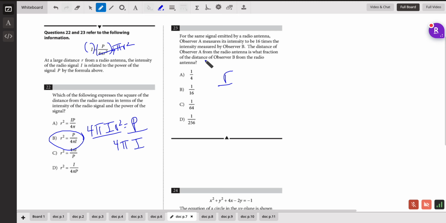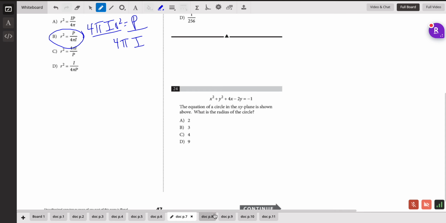And we know that the radius squared equals P times 4 pi I. You could do this completely out, but we know that it's going to be a ratio. It's going to be an inverse, so it's going to be 1 over r, or the square root of r. We have 16 here, so 1 over 4 is going to be the answer. I don't have a really good way of explaining this. You could plug the numbers in over here, but that's the answer. And we're going to skip 24.